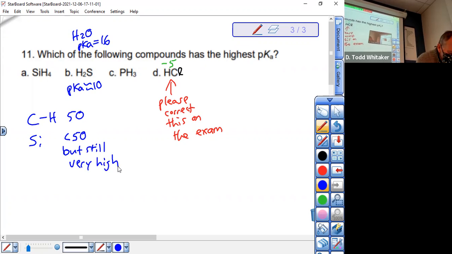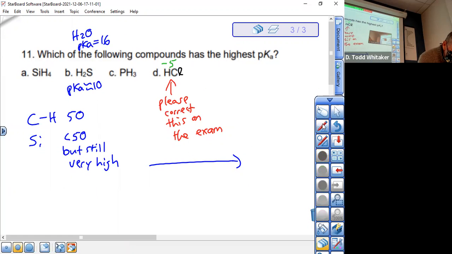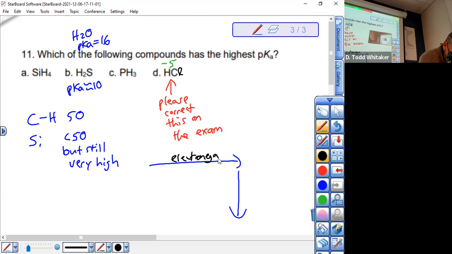And the trend on the table is supposed to go like this. Most acidic. No. Sorry, it goes down. Remember? Rows, it's electronegativity. And columns, it is size. So most acidic and least acidic. The one that's most to the top right is this question.